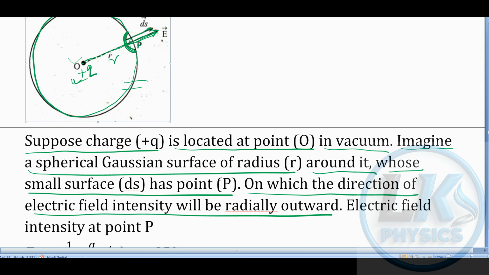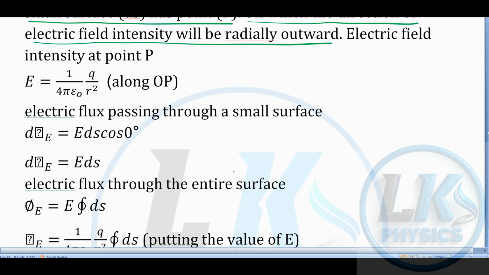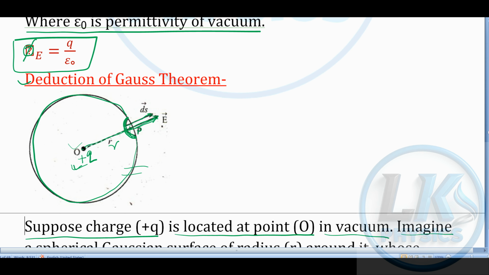Now the electric field intensity at point P is equal to 1 upon 4 pi epsilon naught q upon r square, and the direction of electric field intensity is along OP. It is radially outward. You can see here from the figure, the direction of electric field is from O to P.